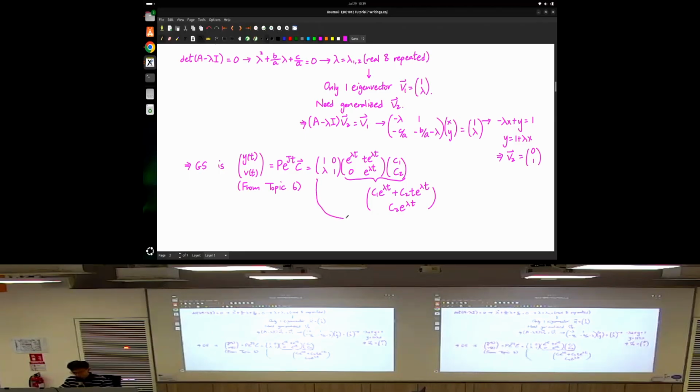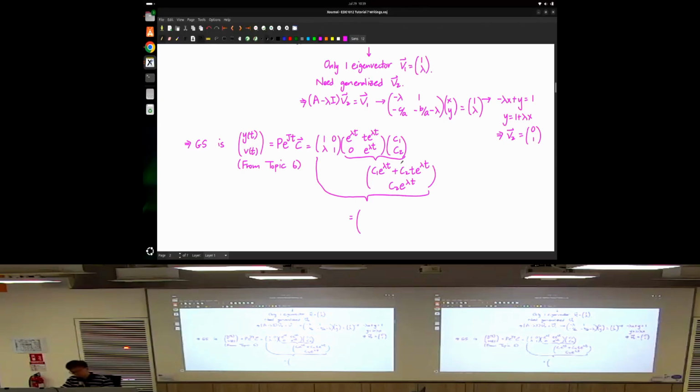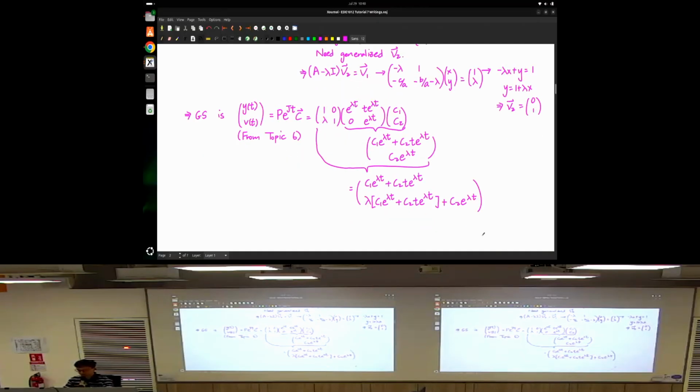If you multiply out again, this is a (1, 0), which means that it's only the first row. Then the second row is just going to be lambda times the first row plus the second row, but that's not what we are interested in. The first row is already your answer. What we want is y of t, which has to be the first row. So y of t is e to the lambda t times (C1 plus C2 t). Any questions?